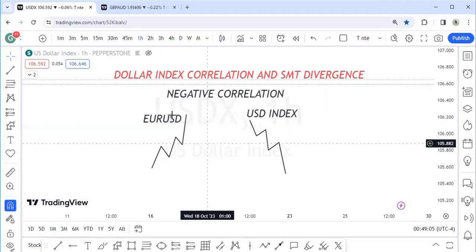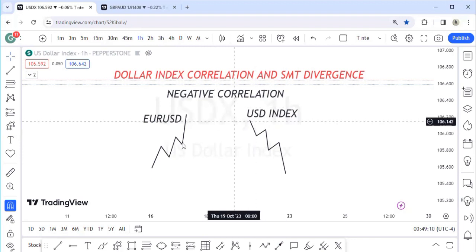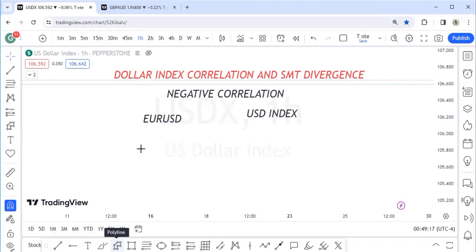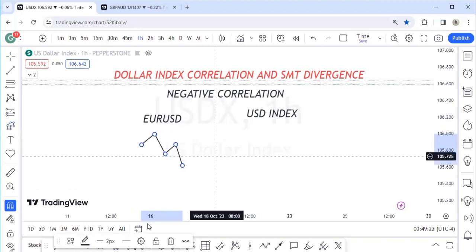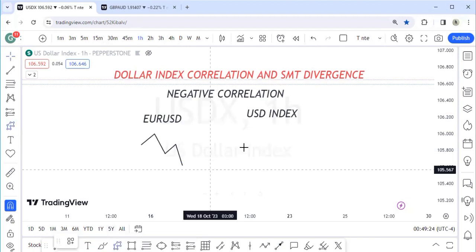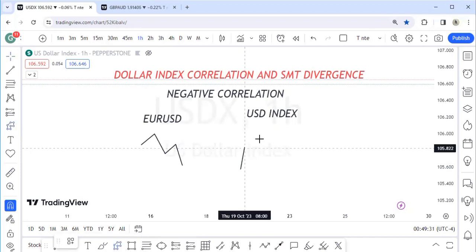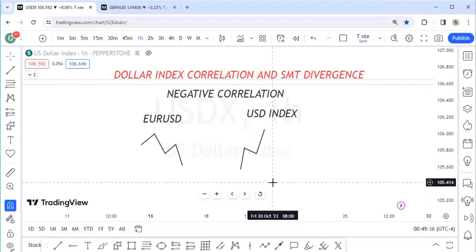So the Euro USD and the dollar index are negatively correlated. This also means that if we see a bearish movement on the Euro USD, that's tantamount to what? A bullish movement on the dollar index. Right? So this is how the market works. Anytime the dollar is going up, we expect what? This guy to drop. So that is their correlation. Now you have understood their correlation.